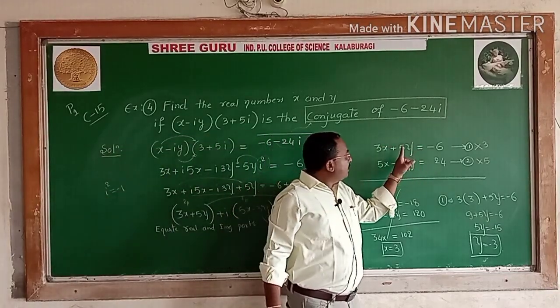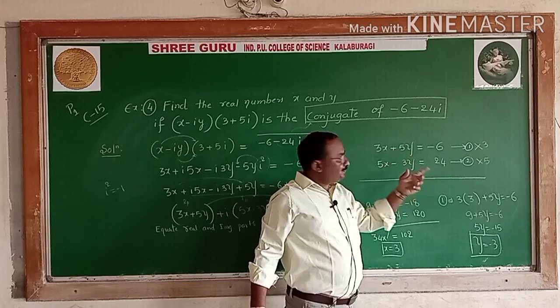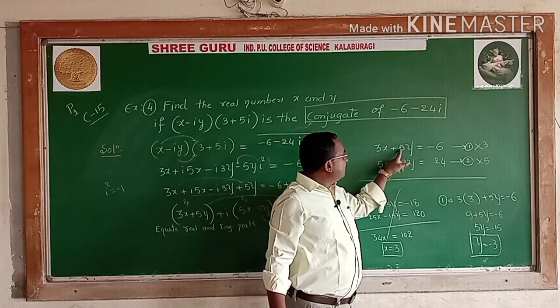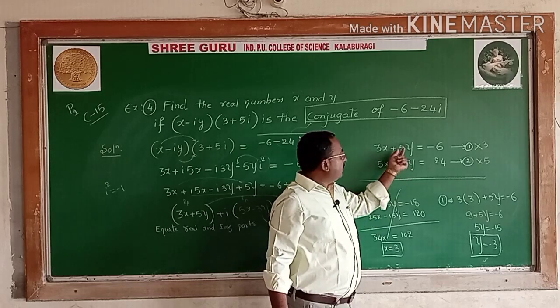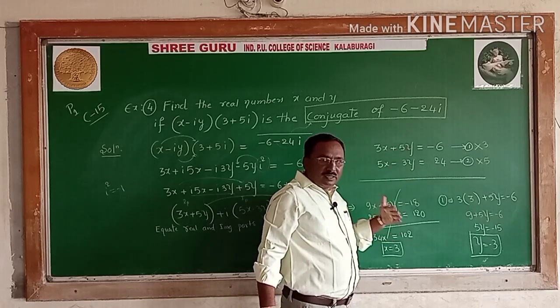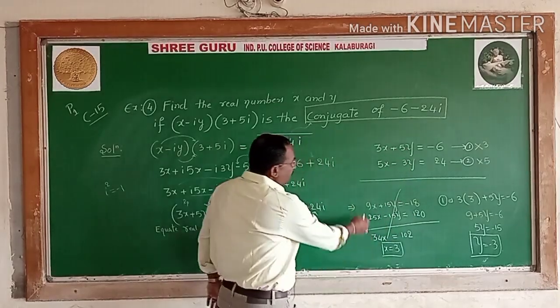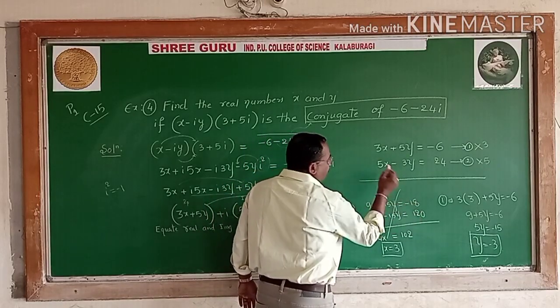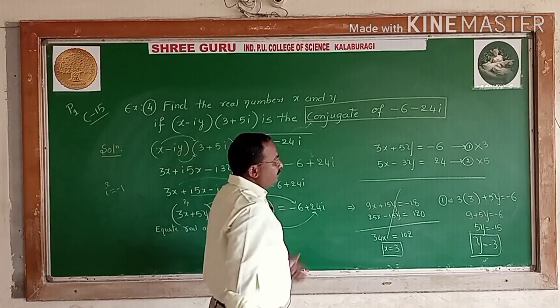In this method, one of the variables gets cancelled. Already positive is there, already negative is there. Multiply by opposite numbers: here multiply by 3, here multiply by 5. We get 15 and 15; positive 15 and negative 15 get cancelled. Remaining 9x plus 25, 34. Minus 18 plus 120, 102. The x value is 3.